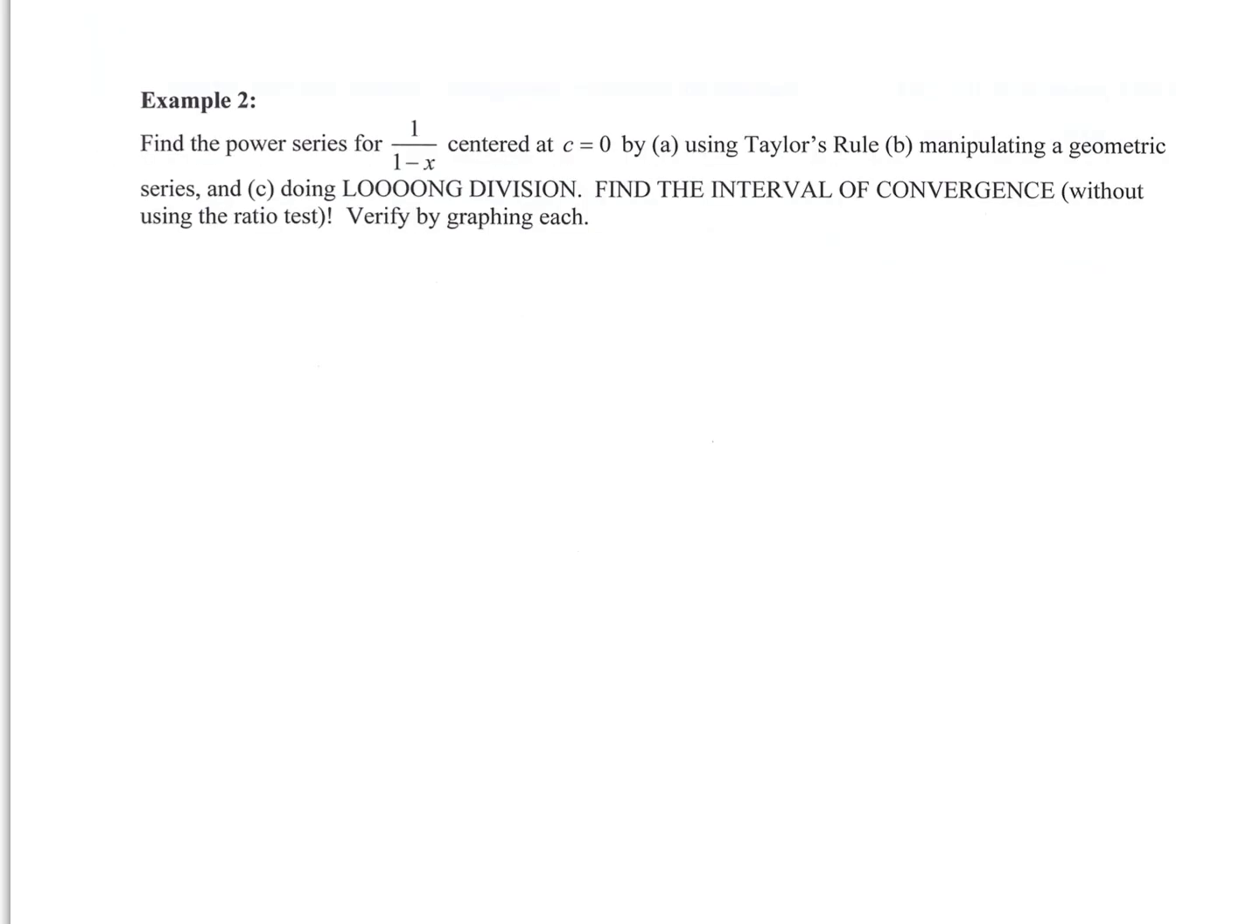Find the power series for 1 over 1 minus x centered at c equals 0 using Taylor's. All right, let's do that first. So let's go old school. We have f of x is equal to 1 over 1 minus x. A lot of the time we'll think of that as 1 minus x to the power of -1 just to save some time on this. And if it's centered at 0, it's a Maclaurin. And so when I center it at 0, I get f of 0, which happens to be what?